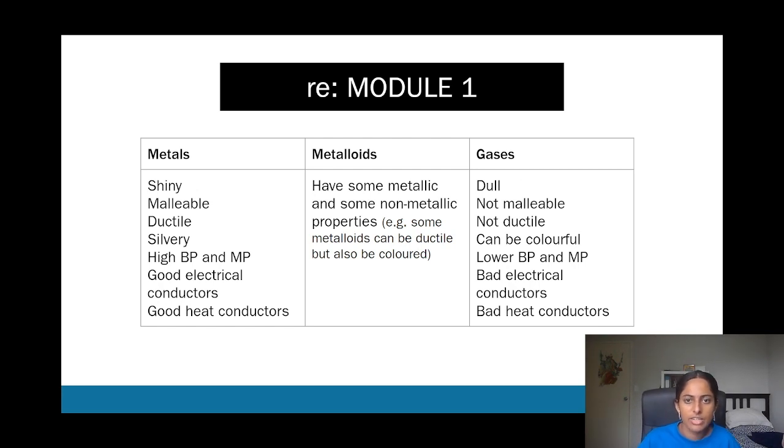Metals, in terms of their characteristics, tend to be shiny, ductile, malleable. They have a high melting and boiling point. Metalloids have similar characteristics of both metals and non-metals. Gases, which are typically non-metals anyways, are dull. Sometimes you're not able to see a color, or you may see a color for gases, and they have a lower melting and boiling point, and they do not conduct heat or electricity that well.